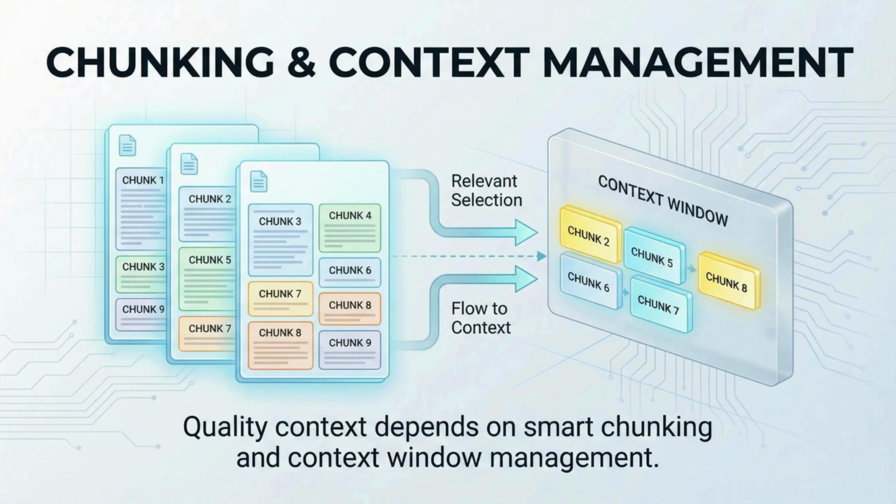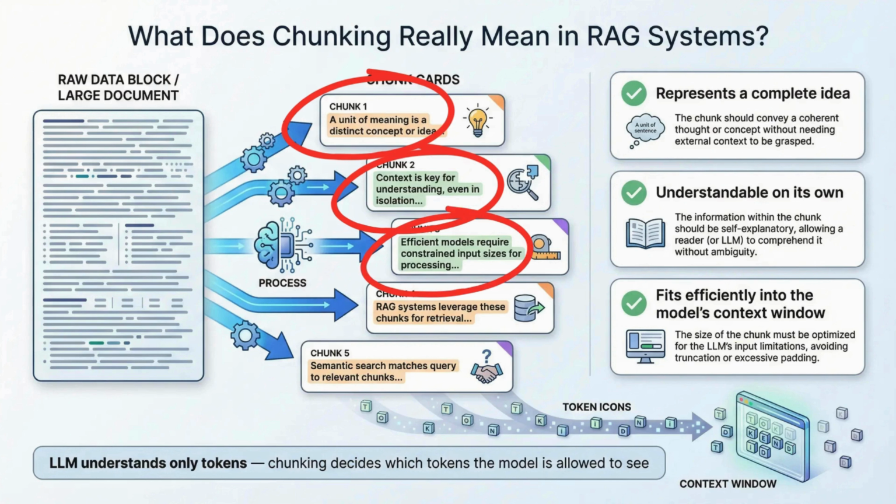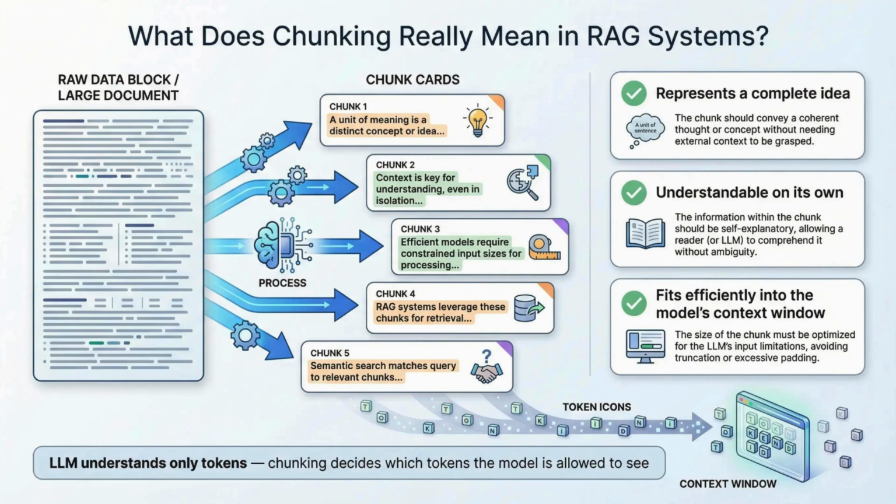To understand why chunking matters so much, we first need to be clear about what chunking actually means in the context of RAG systems. Chunking is not just splitting documents into small pieces. It is the process of converting raw data into retrievable units of meaning. A good chunk should represent a complete idea, be understandable on its own, and fit efficiently into the model's context window. An LLM understands only tokens. Chunking is how we decide which tokens the model is allowed to see.